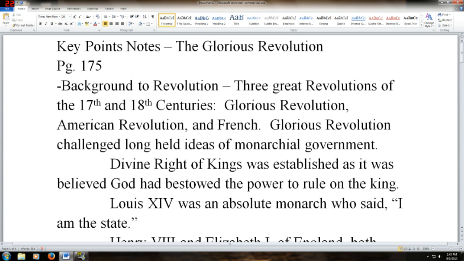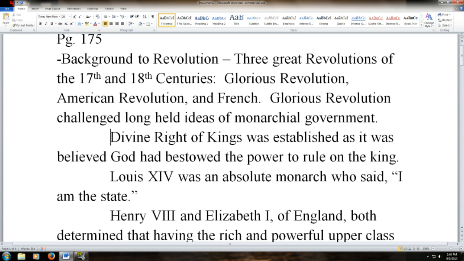Now, this would be the Roman numeral 1 usually, background to revolution, and this is a little summary that I did of that, so that would be the summary that would have gone after the Roman numeral 1. Then I get into these would be like numbers in essence, defining some terms like divine right of kings, a term to define, as you'll see on page 176 where it's highlighted and bolded there for you. So divine right of kings was established as it was believed that God had bestowed the power to rule on the king. So going against the king was in essence going against God.